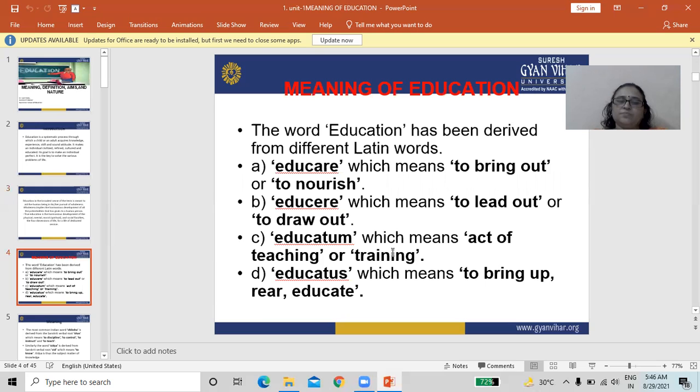The meaning of education. The word education has been derived from different Latin words. First, educare, which means to bring out, to nourish. Educere, which means to lead out or to draw out. Educatum, which means act of teaching or training.